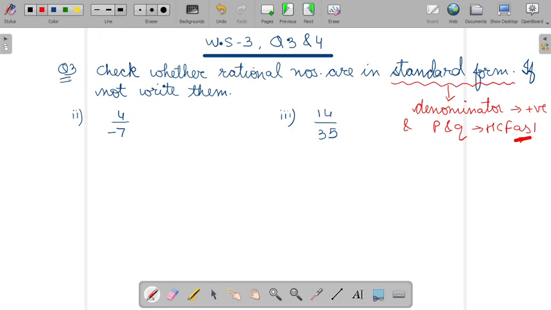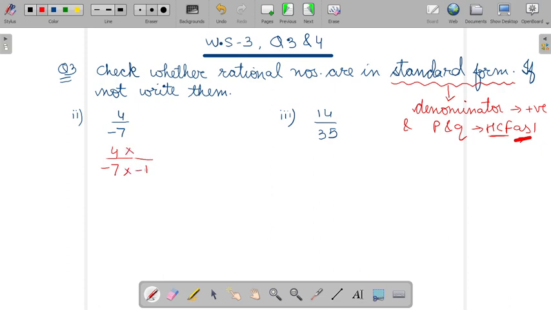So come to the question number 3. 4 upon minus 7. Now tell me, 4 upon minus 7, is it in the standard form? Standard form means, look here, that denominator should be positive and P and Q have highest common factor as 1. So first thing we will see the denominator. Here the denominator is negative. So what we will do? We will make the denominator positive. So how will you make it? By multiplying it with minus 1.